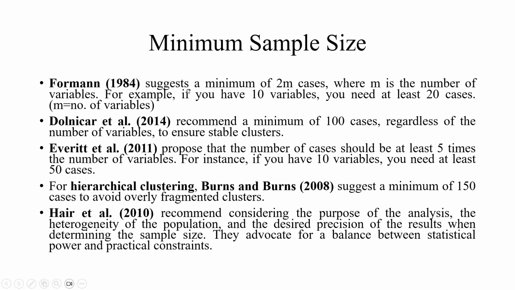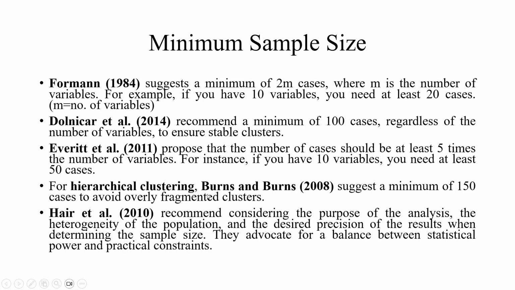Now, what is the minimum sample size required for carrying out the cluster analysis? Formann 1984 suggests a minimum of 2^M cases, where M is the number of variables. Dolnicar recommends a minimum of 100 cases regardless of the number of variables to ensure stable clusters. Everitt proposed that the number of cases should be at least 5 times the number of variables. For instance, if you have 10 variables, you need at least 50 cases.